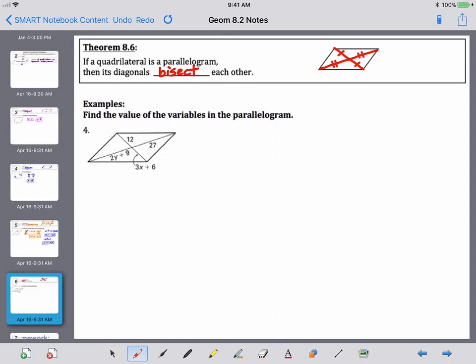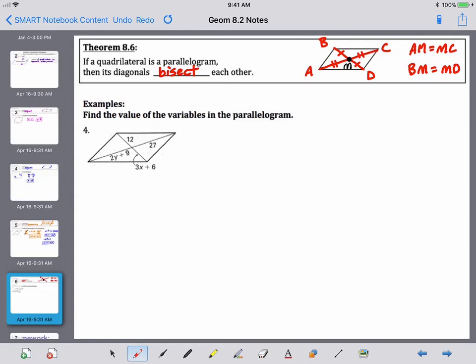If you want some letters to make a little more sense of that, if we call this parallelogram A, B, C, D, and then I'm going to call this point where these two cross M, it turns out that AM is the same length as MC, and BM is the same length as MD. We're going to use that idea in our last example for today, which asks us to find the value of the variables in the parallelogram.